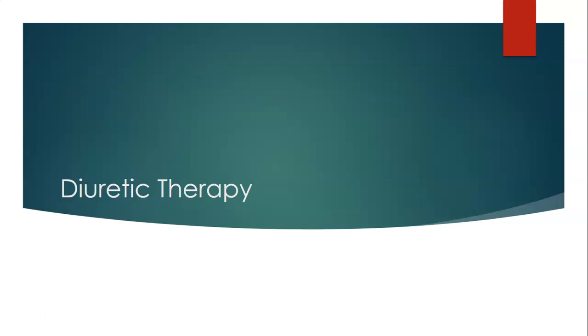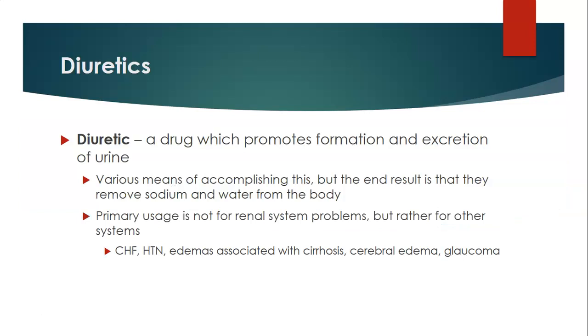And just when you think you can't get enough, lastly, we're going to talk about diuretic therapies. Again, we're going to talk about prototype drugs, so you're only going to see 1 or 2 drugs for each type. Hopefully that reduces the burden of medications that you feel you need to memorize. A diuretic is any drug which promotes the formation and excretion of urine. There are many ways of accomplishing this, but the end result is always that they remove sodium and water from the body.